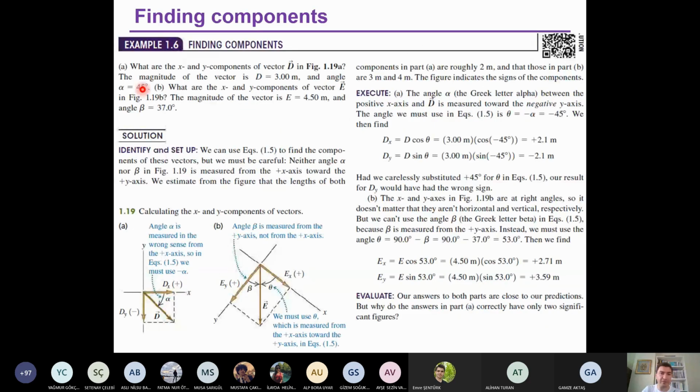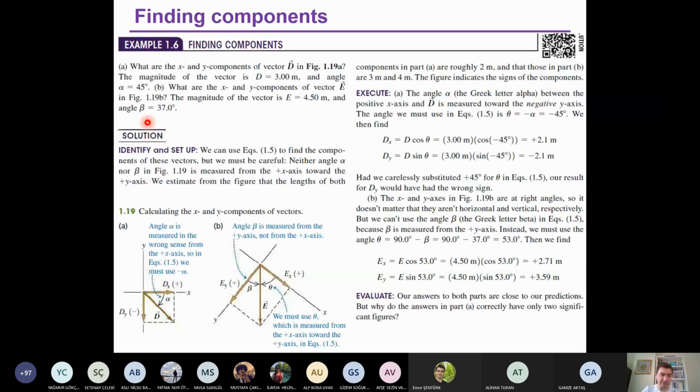Here we have an example, finding components. What are the x and y components of vector d here? Vector d is given, and the question asks what the components of the d vector are. What is dx and what is dy? The magnitude of the d vector is 3 meters, and then angle alpha is 45 degrees.